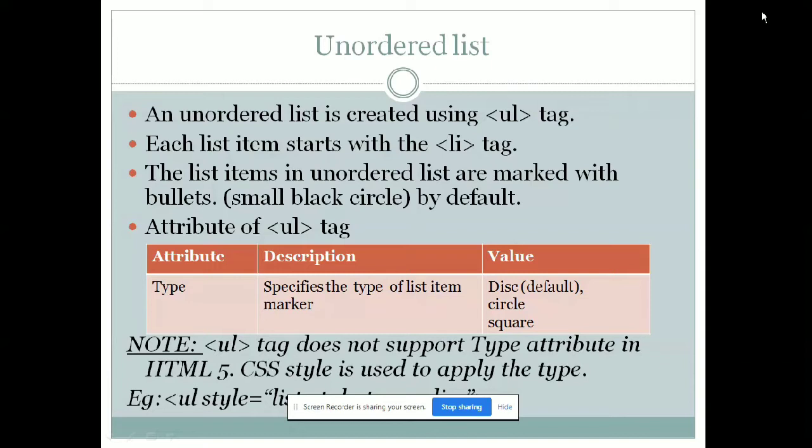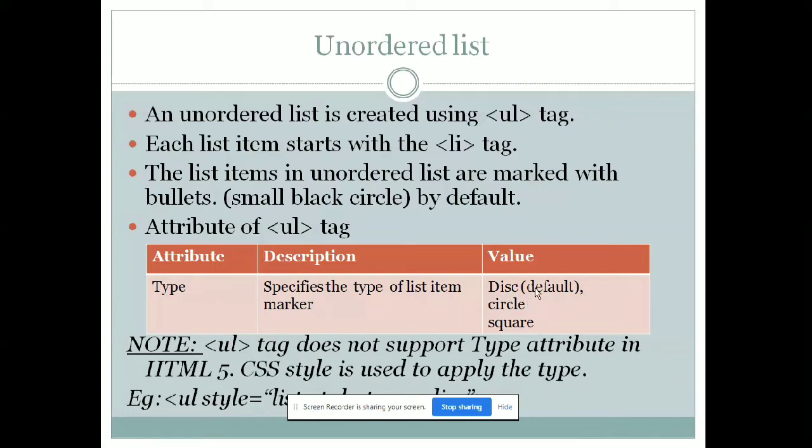It is created using the UL tag. Over here also the list item is created using the li tag. The list items, you can see, are marked with small bullets. By default you will see a small circle displayed. Over here also we have the type attribute, which is going to specify the list marker type. It has three values: disc, circle and square.